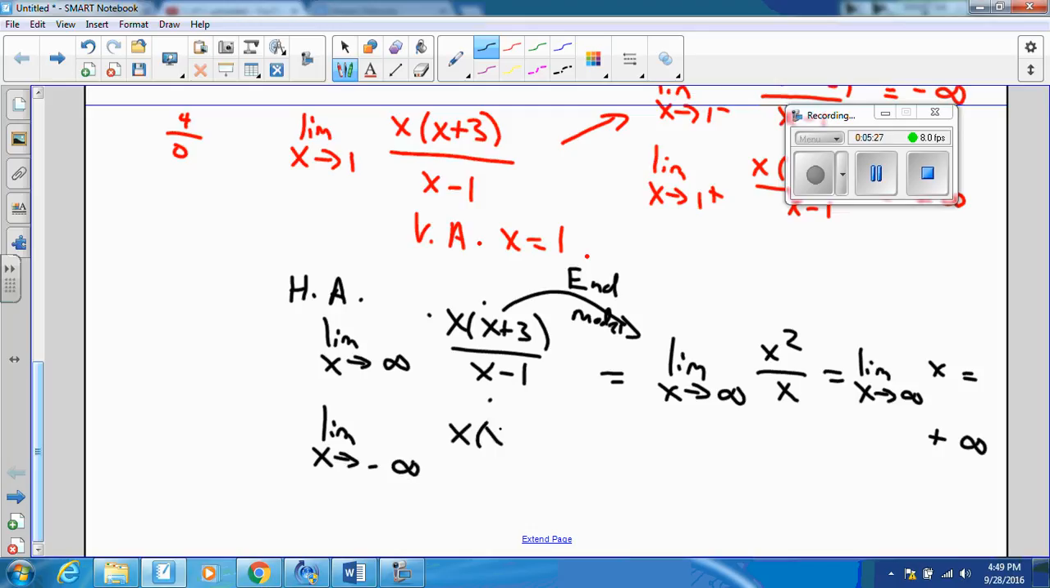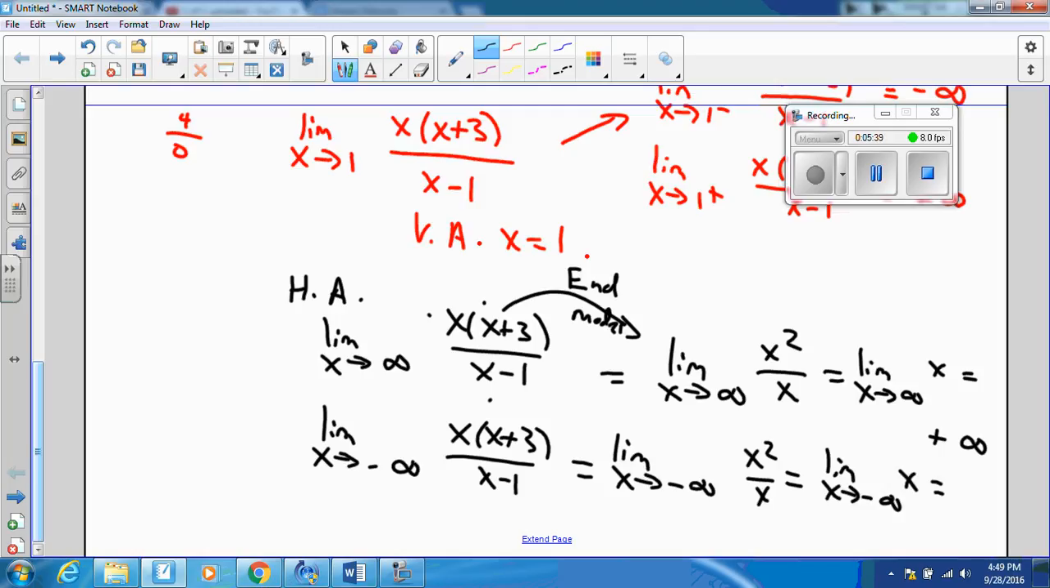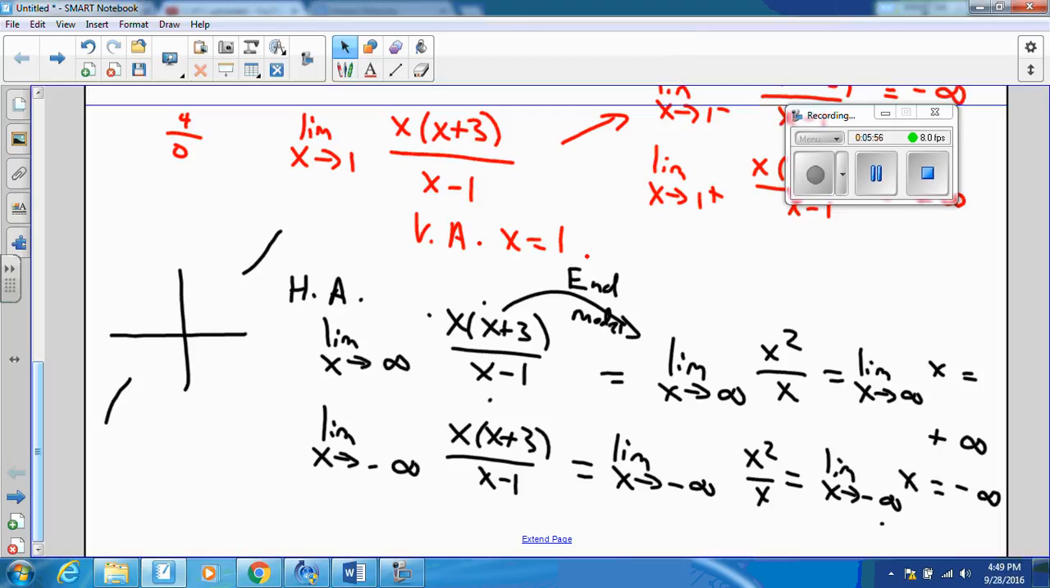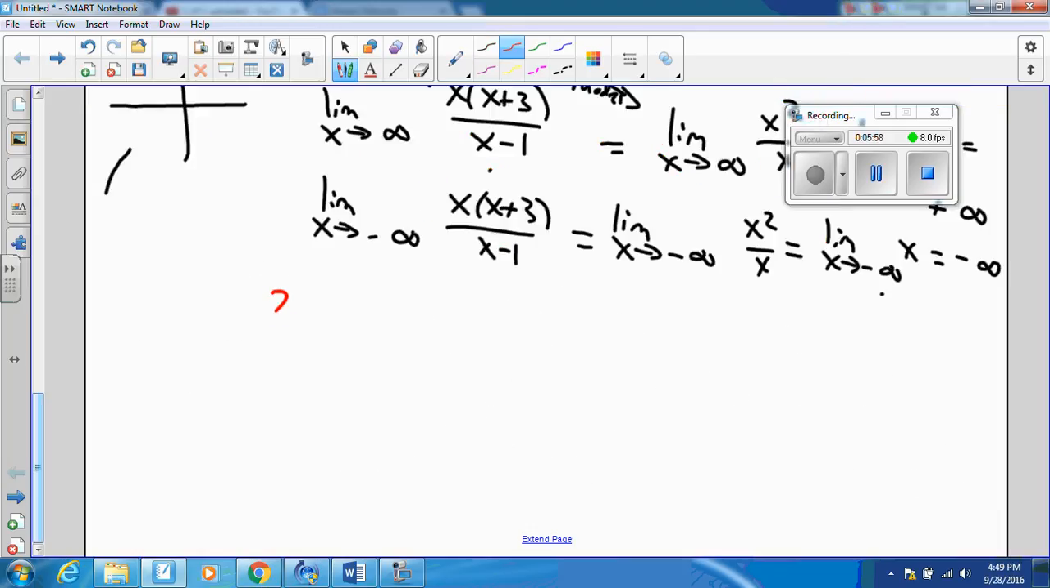And the same kind of thing happens as x goes to negative infinity. When I replace g of x or its reduced fraction in the model, I get now negative infinity as x goes to negative infinity. And this means that for very large x, my graph is going to go up. For very negative x, my graph is going to go down, like that.